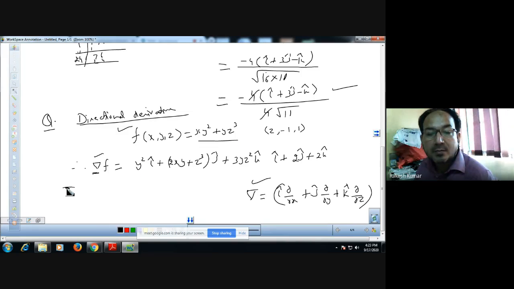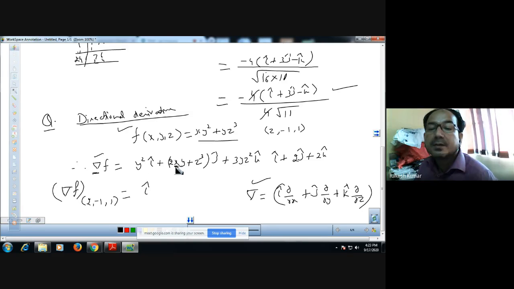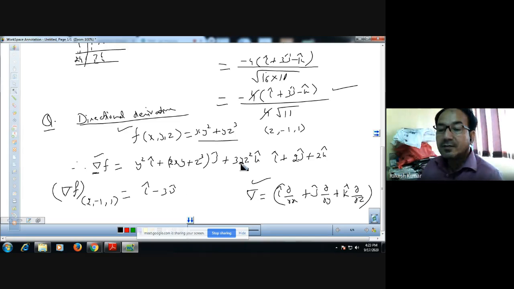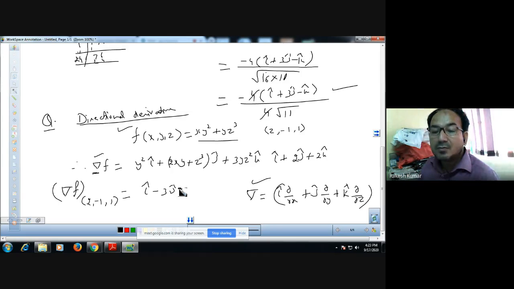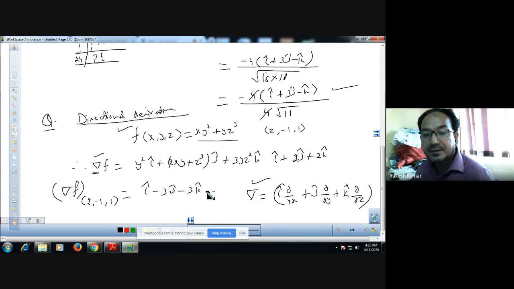Now, at the point you need to find out the value of gradient. So the point is (2, -1, 1). Put the value here, that comes out to be i cap, and this will come out to 2 and 2, that will be minus 4 and plus 1, that is minus 3 j cap. And we just use the value here also, that will come out to be minus 3 k cap. You can verify it.